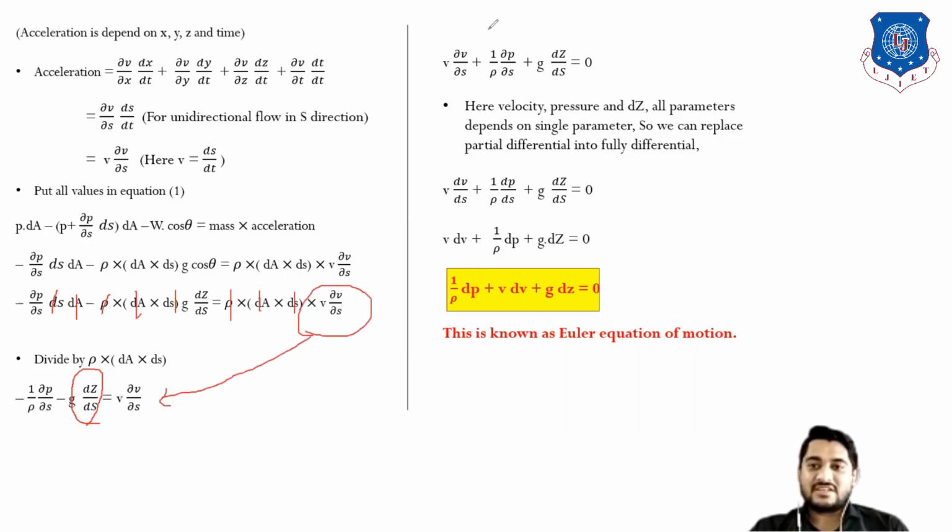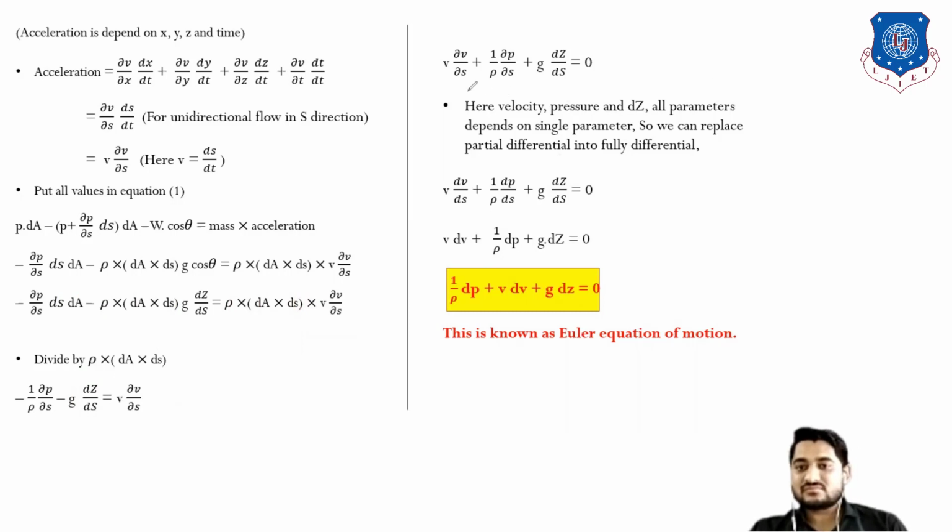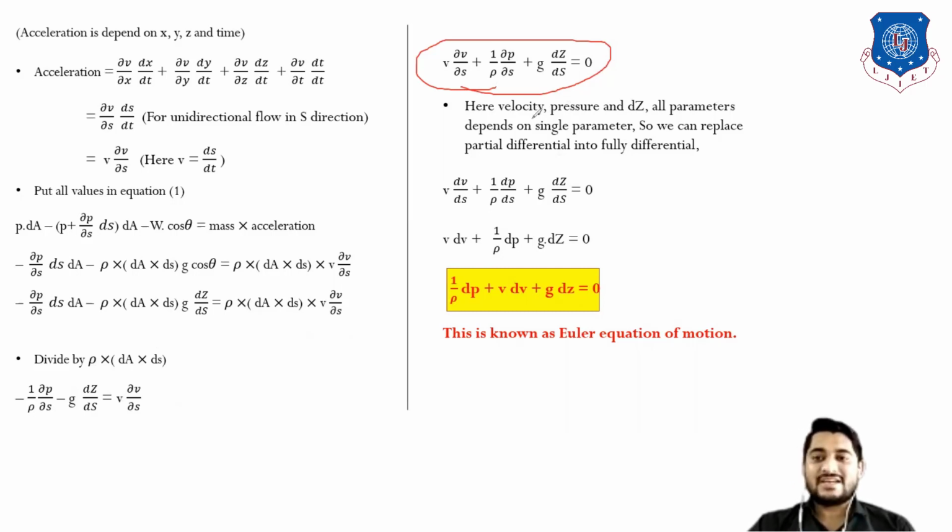Clear? Let us rearrange this equation. So V del V by del S plus 1 by rho del P by del S plus G del Z by del S is equal to 0. From this equation, velocity, pressure and head, all the parameters depend on a single parameter, s. See at the bottom, all the parameters depend on the single parameter s.